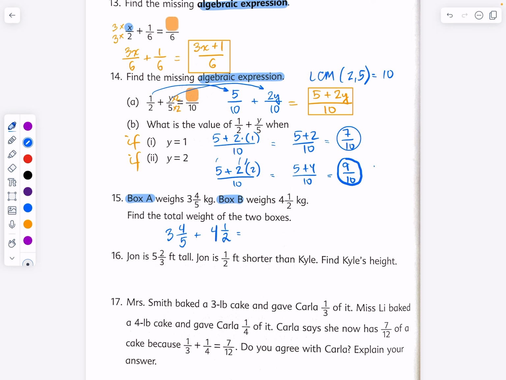Remember from 5th grade, step 1, we add up the wholes. That's the first step we would do. 7 wholes. Now let's add the fractional pieces. Now 5 and 2, the common denominator is 10. We still have 7 wholes. 4/5 is equivalent to 8 tenths and 1/2 is equivalent to 5 tenths. We get 7 and 13 out of 10, which is the same as 8 and 3 tenths of a kilo.